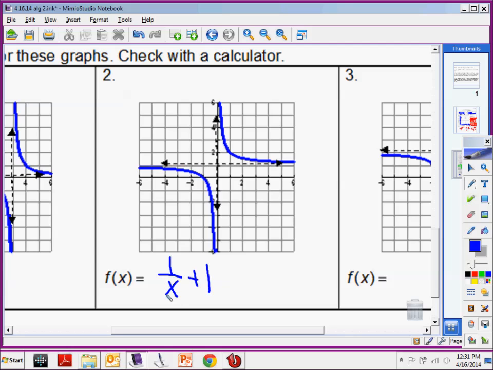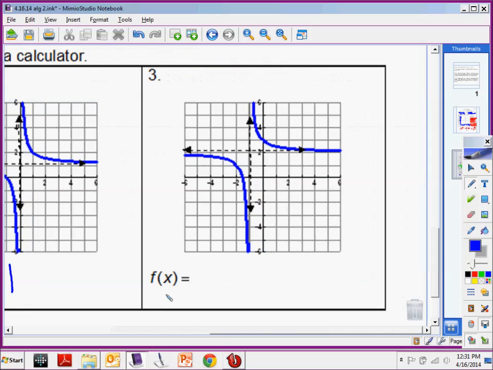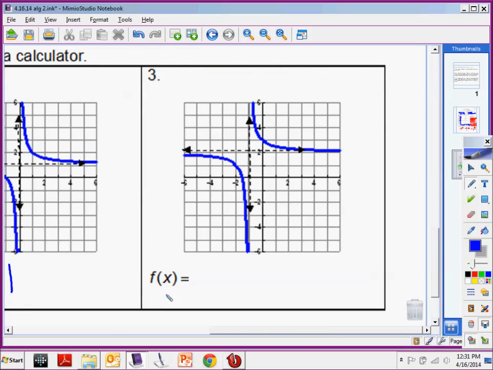Uh-oh, this one's tricky. What happened here? It shifted up 2 and over to the left 1, but since it's opposite, it's going to be x plus 1. So it's 1 over x plus 1, plus 2. No, x plus 1, and then plus 2. It's 1 over x plus 1 plus 2.